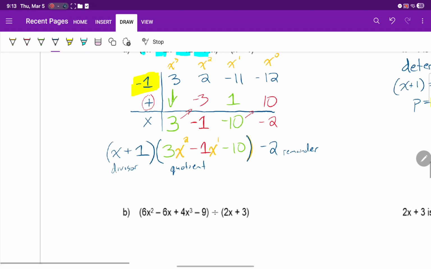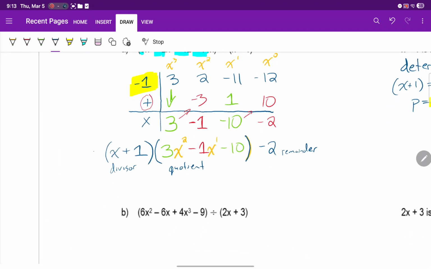And what we've done is we've basically written our division statement. 3x cubed plus 2x squared minus 11x minus 12 is equal to that. That is my division statement. Okay. I'm just going to draw this in again here, these arrows, to show this multiplication. You're multiplying. You're multiplying. You're multiplying. And we don't do it a last time there. Okay.